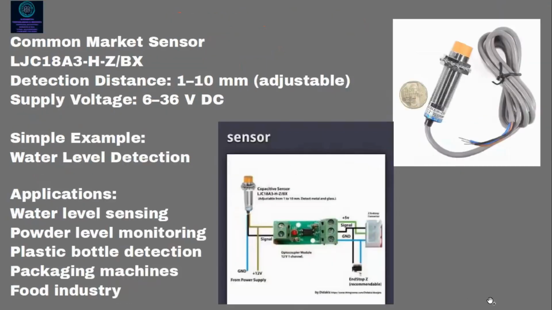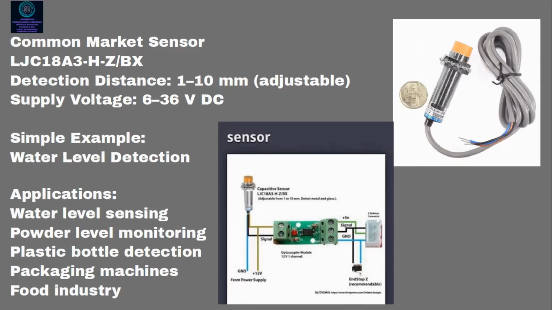Common market sensor which is available is the LJC18A3-H-Z/BX. Detection distance is 1 to 10 mm, that is lesser only. Supply voltage again 6 to 36 volt DC. A simple example is water level detection. This is mainly used for liquid or water level detection.